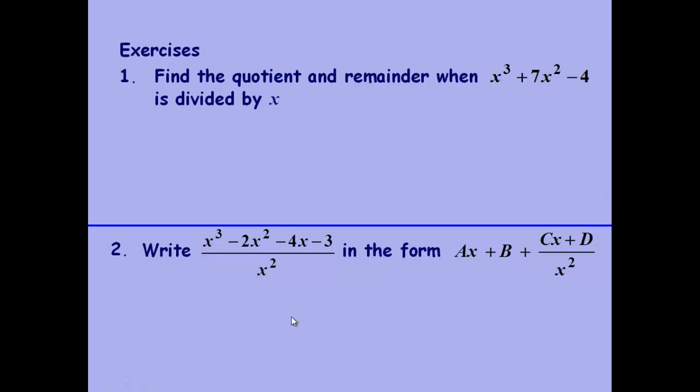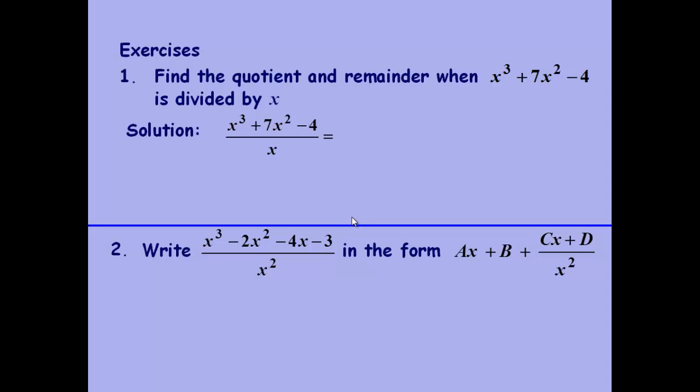Okay, now it's your turn. Find the quotient and remainder from question 1 and write this out in this form here. Pause the presentation, have a go, and then check the answers.